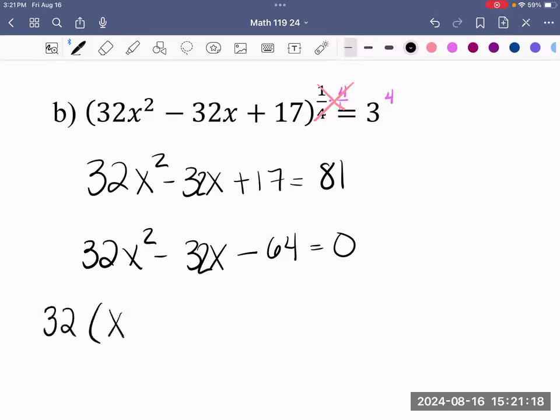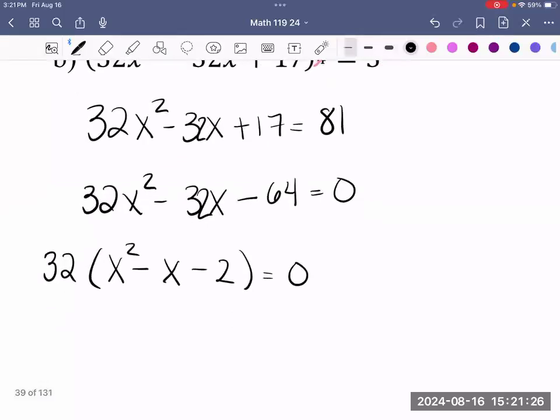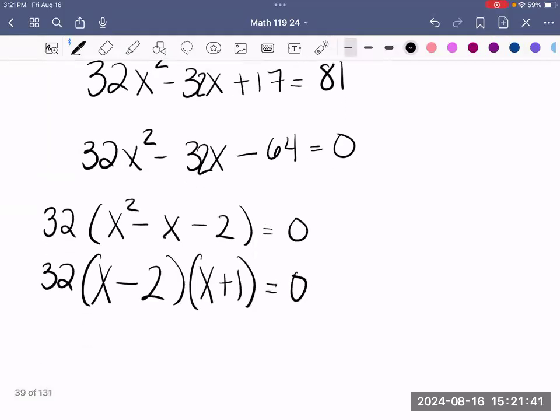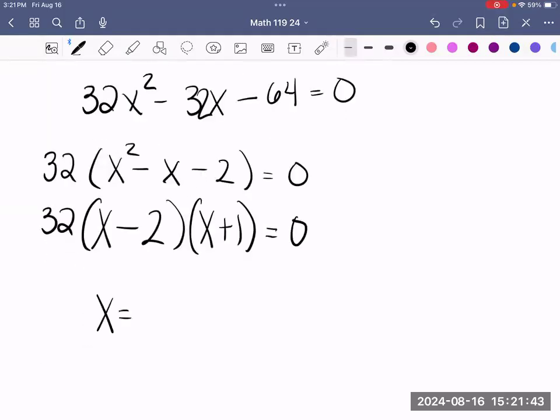32, so then we're left with x squared minus x minus 2 is equal to 0. That 32, you can either hang on to it, or you could divide it out, because we are talking about solving here. Factoring, we have -2 and a +1. So then x is equal to 2 and x is equal to -1.